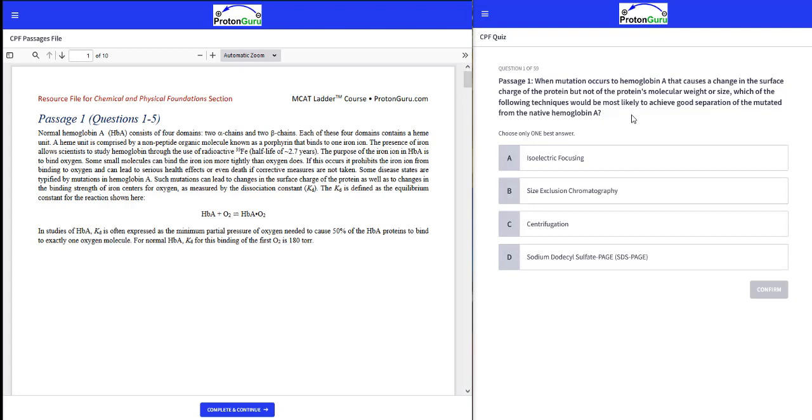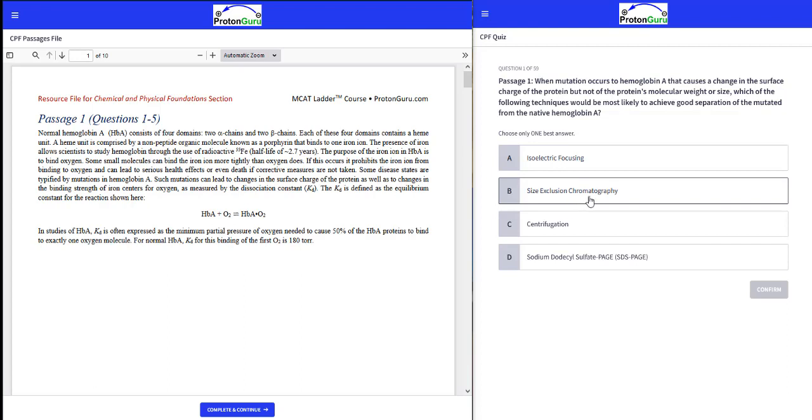When a mutation occurs to hemoglobin A that causes a change in the surface charge of the protein but not of the protein's molecular weight or size, which of the following techniques would be most likely to achieve good separation of the mutated from the native hemoglobin A? And we don't necessarily have to read the passage about the mutated hemoglobins to get this question right, because it really is a question checking our knowledge of the different ways to separate proteins.